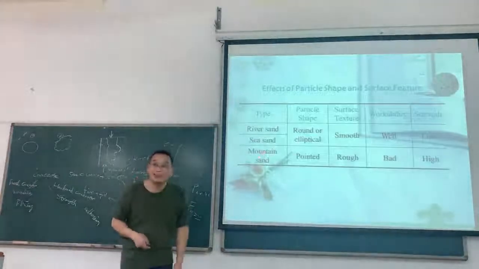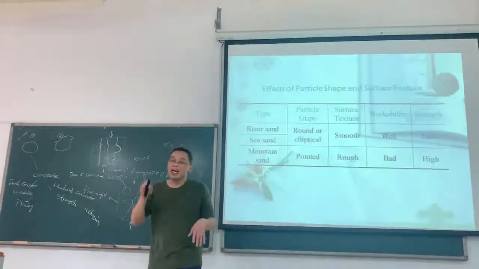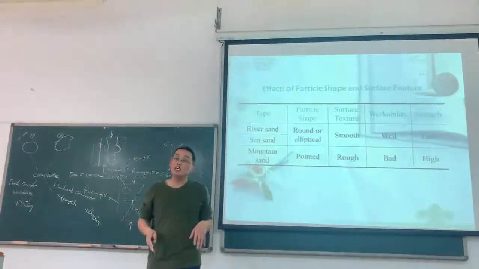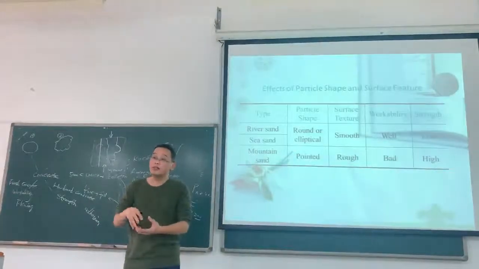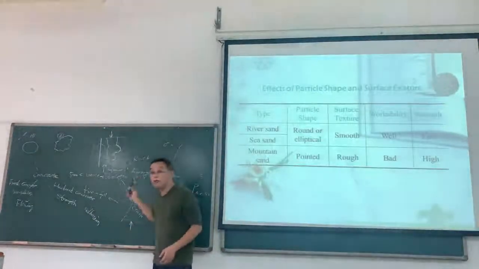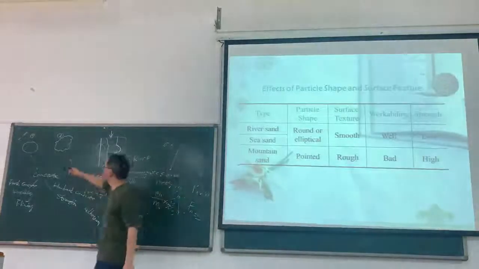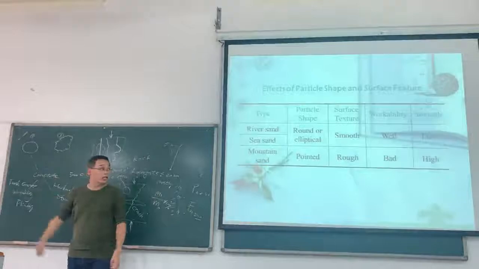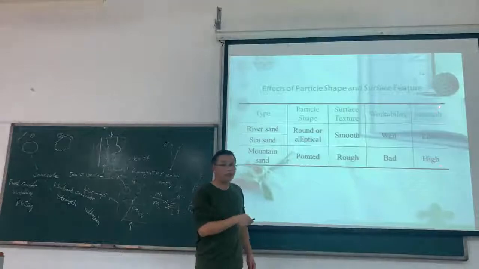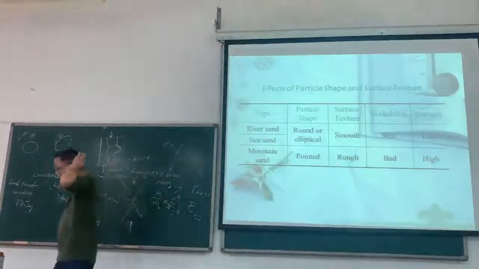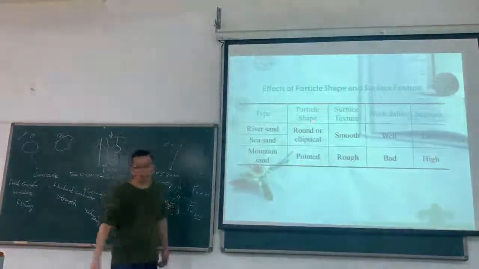But for the mountain sand, what is the mountain sand? You don't know what the mountain sand is? Okay, I can explain like this. It's just crushed sand. We get the rock from the mountain and then crush it. Crushing it, we can get coarse aggregate and also fine aggregate. This is the crushed sand. So the workability of it is bad, but the strength is high. And the surface texture is rough and the particle shape is pointed.